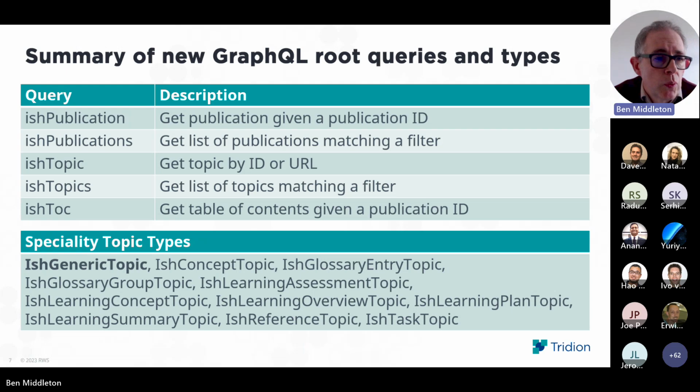So within that GraphQL query, we've provided these 5 new root queries. Obviously, we've got the basic stuff, so getting a publication or a list of publications. And then we have facilities for retrieving single topics, multiple topics. And finally, the ish table of content, which is obviously used for building site trees and navigation devices.